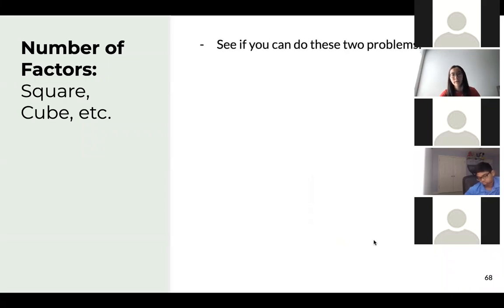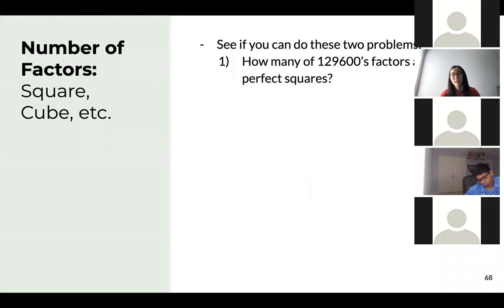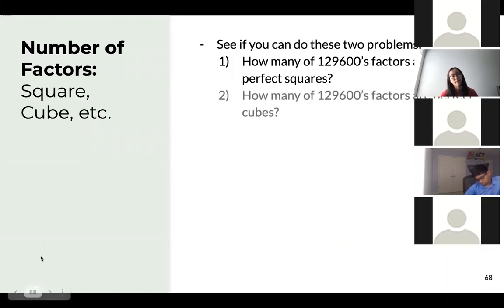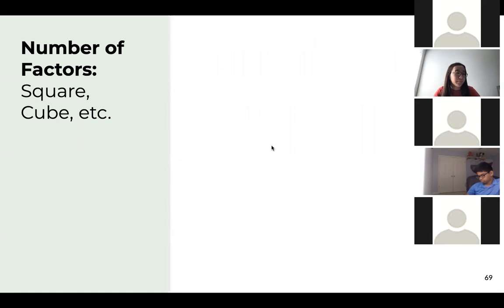Okay, so we can try out these problems. How many factors of that number aren't perfect squares, and how many of its factors are perfect cubes? Okay. So I think it's probably best if we just walk through these step by step. So how many factors of it are perfect squares?